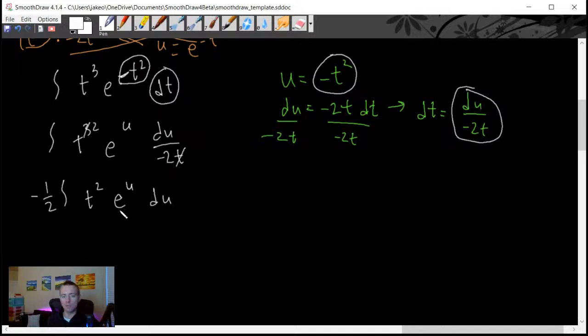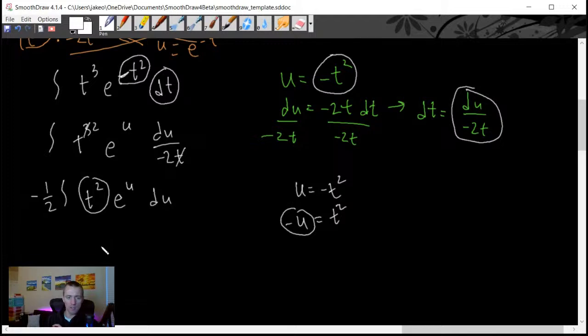So now this seems, like I said, doesn't seem like it got us anywhere, because now we have e's and u's all stuck together. However, look at what our u was. It was negative t squared. Well, that's kind of interesting, because now here we have another t squared. Well, if u is negative t squared, we could figure out that t squared would just be negative u, right? If we just multiply both sides by negative 1, we get t squared equals negative u. Well, now what we can do, if we know t squared equals negative u, we can put negative u in for t squared right here.